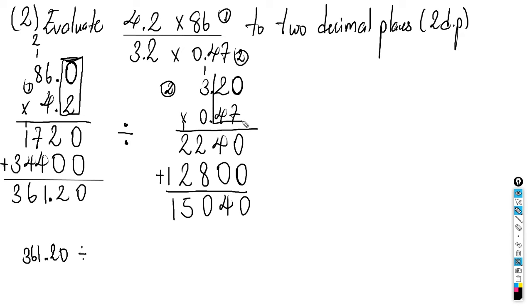There are four decimal places, including the placeholder. So there are four numbers, 1, 2, 3, 4. So it's four decimal places, 1, 2, 3, 4. All right, so it's 361.20 divided by 1.5040, right?